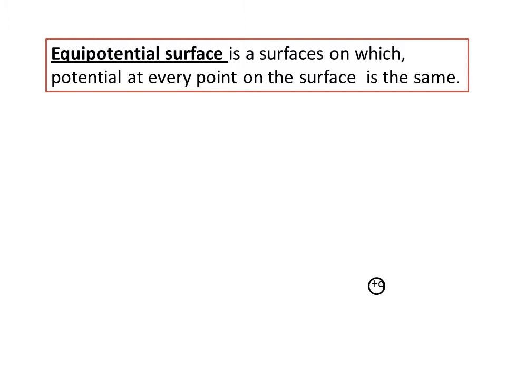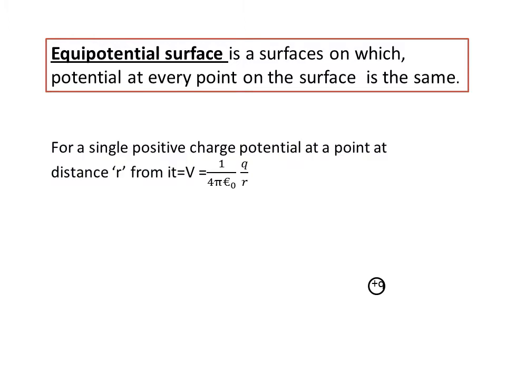Let us consider the case of a single positive charge. At a distance r from the charge, potential V is 1 by 4 pi epsilon 0 into Q by r. So here is our positive charge. At a distance r from the charge, potential is V. If we consider distance r in this direction, again potential is V. In this direction also potential is V. If we consider another direction, here also potential is V. So at a distance r in any direction, the potential is V.